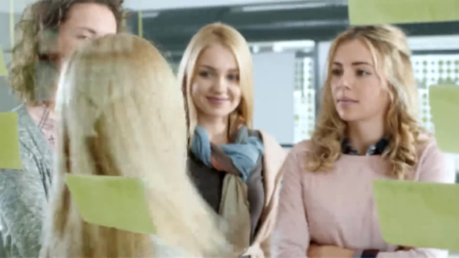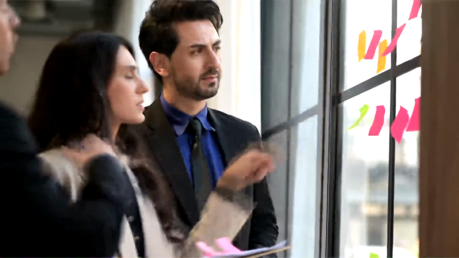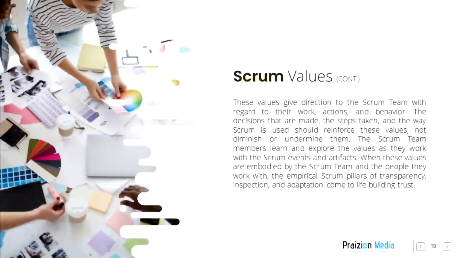The primary focus is on the work of the sprint to make the best possible progress towards these goals. The Scrum team and its stakeholders are open about the work and the challenges. Scrum team members respect each other to be capable, independent people, and are respected as such by the people with whom they work. The Scrum team members have the courage to do the right thing, to work on tough problems.